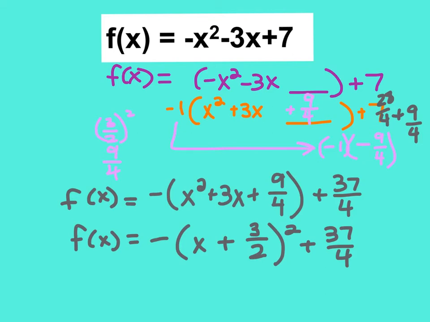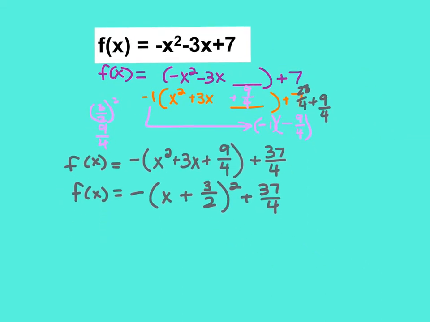And if you look back on this example in the notes, our vertex was negative 3/2 and 37/4. This is a parabola that opens downward, and it would pass through that vertex. I mean, it would hit that vertex. Questions on that one?